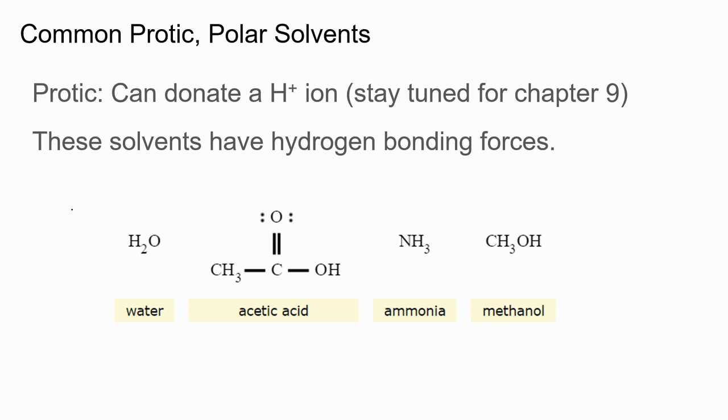Okay, and then we're going to talk more about this when we talk about acids, but protic means that it can donate a proton. And so these are some of the common solvents that can give a proton. And this is really important for some chemistry reactions where you can get a proton, move a proton around, and you can get lots of chemistry to happen. These also have hydrogen bonding. So when we talked about if a compound has hydrogen bonding, it's going to dissolve better in something that has hydrogen bonding. These all have hydrogen bonding. So watch out for that.